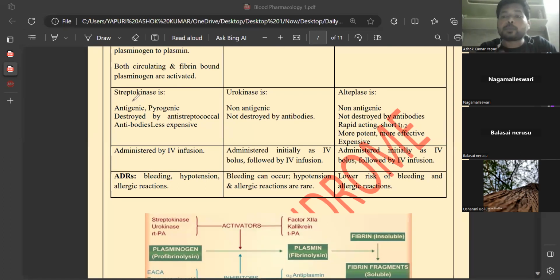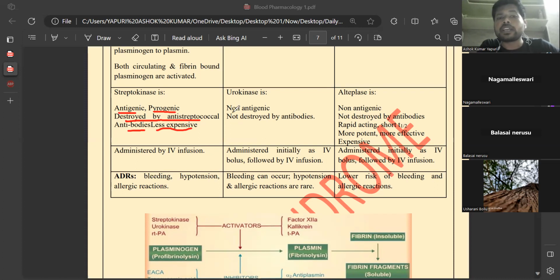And as streptokinase is from a microbial source, it is like a foreign body, a foreign organism to the body. So that's why streptokinase may generate an antigenic reaction, allergic reaction, may be pyrogenic, increase the body temperature, and can be destroyed by anti-streptococcal antibodies, and generally it is less expensive. So generally streptococcal is the source. When streptococci, like a foreign particle, enter the body, antibodies are generated against this streptokinase, and these antibodies may damage the drug. And apart from that, streptokinase is less expensive.